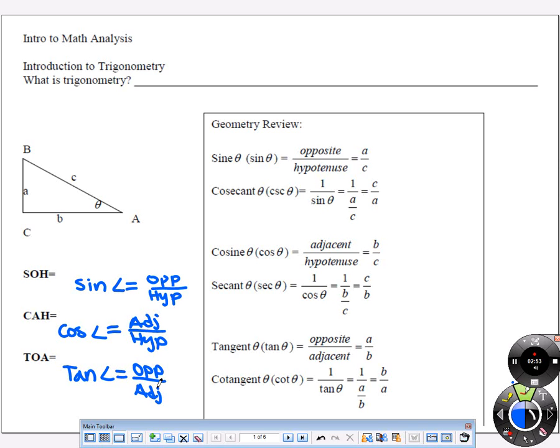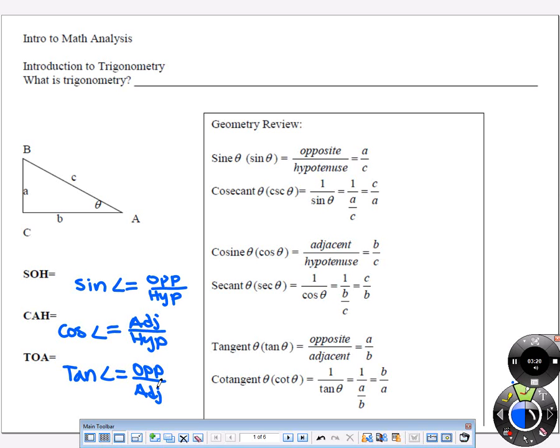And then the secant is what we use as reciprocal of the cosine. Tangent is opposite over adjacent, so in this case it would be A over B, and cotangent is the reciprocal of the tangent. Okay? So on your paper, you would want to make sure that you know what the ratios of sine, cosine, and tangent mean, that you know that cosecant is the reciprocal of the sine, secant is the reciprocal of the cosine, and cotangent is the reciprocal of the tangent.